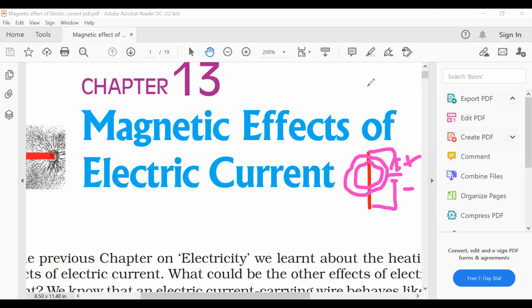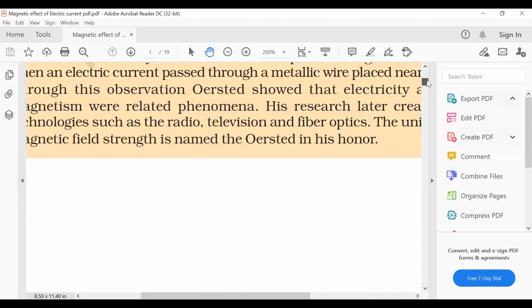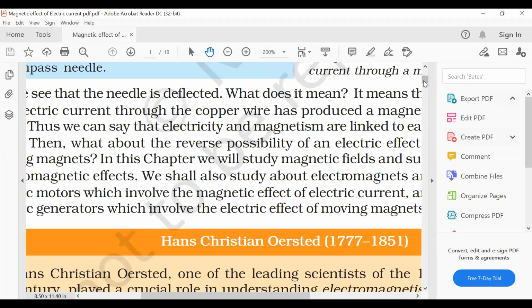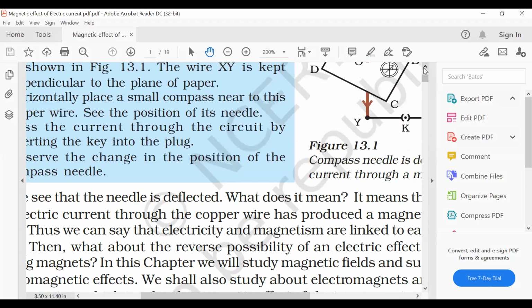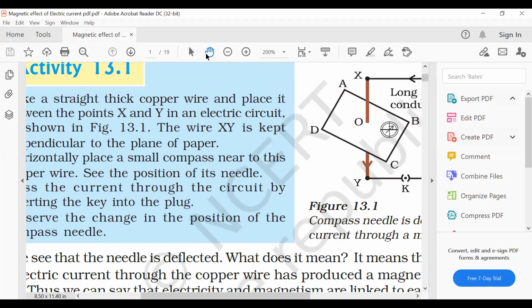Can we measure that, or how can we know by ourselves that a magnetic field has been created when current is flowing through a conductor, right? For that, we have a small experiment. We can do some kind of experiment, right? So here I have taken, so here it is.